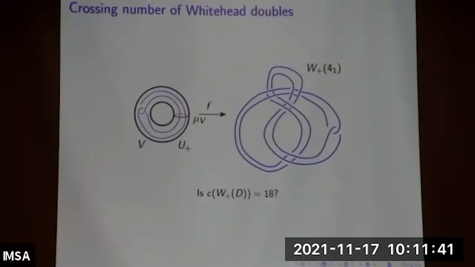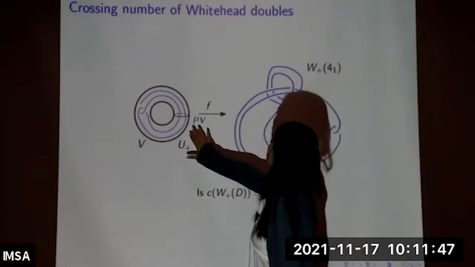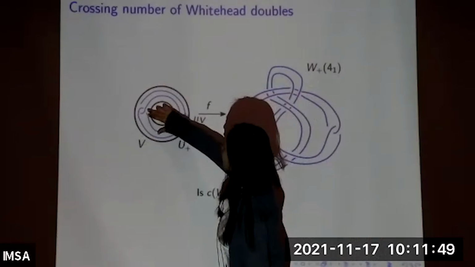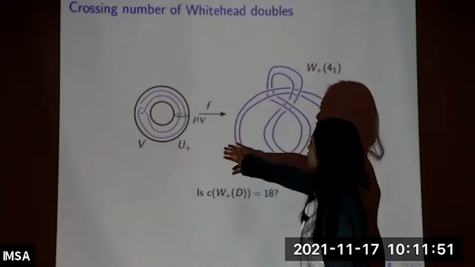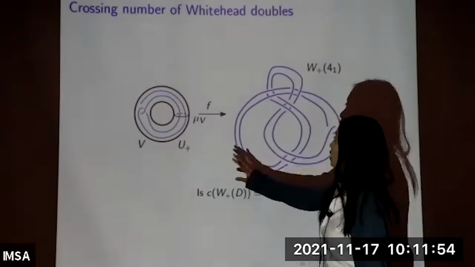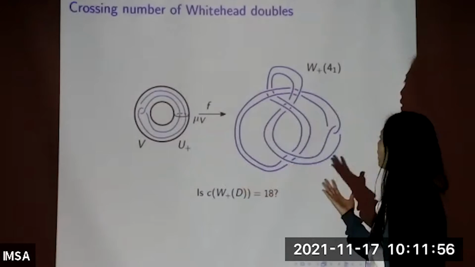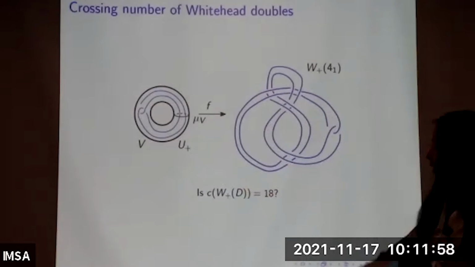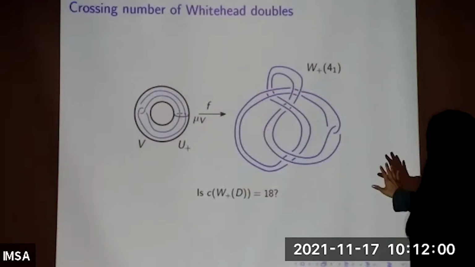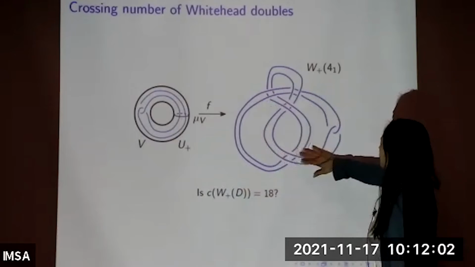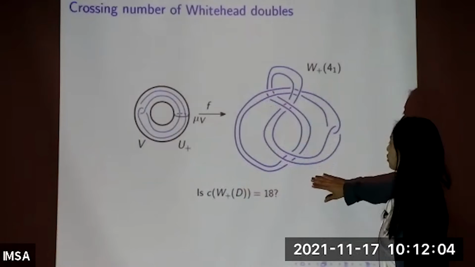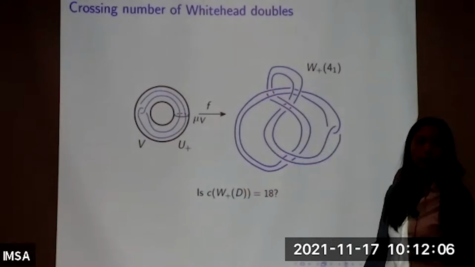Okay, so today we're going to focus on Whitehead doubles. And like I said before, this is when you tie up an unknot. If the clasp is shown as such, then this is called a positive Whitehead double. For the negative Whitehead double, we have the opposite clasp. And the satellite knot that you get by tying up this unknot is called a Whitehead double.